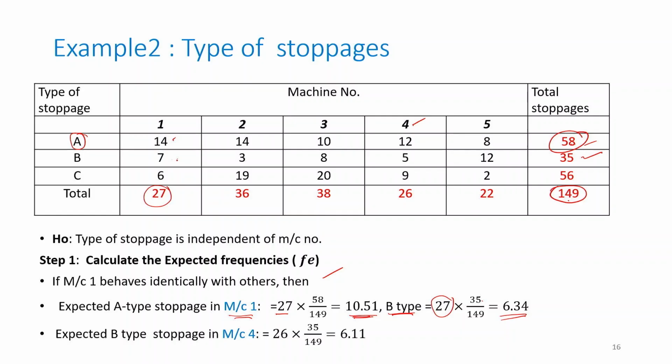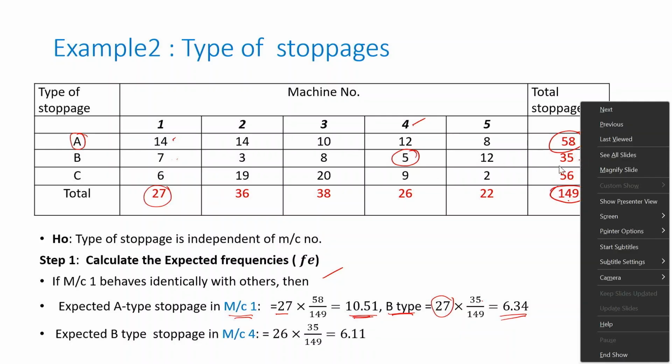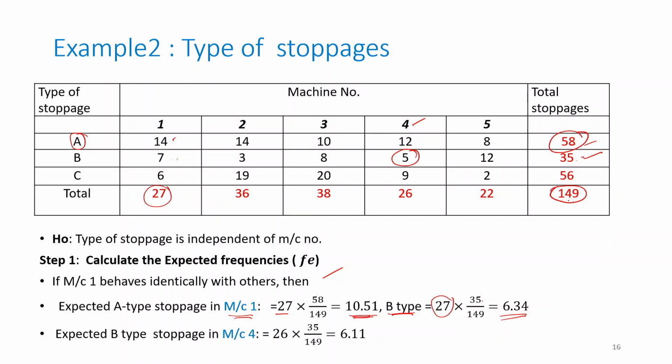B type of stoppage of machine 4, actual value is 5. Now what is the expected value? We will go following the same logic. What is the total here? 35 in this row. So 35 by 149, and we will multiply by the column total, which is 26. So 26 into 35 by 149, that gives a value 6.11.